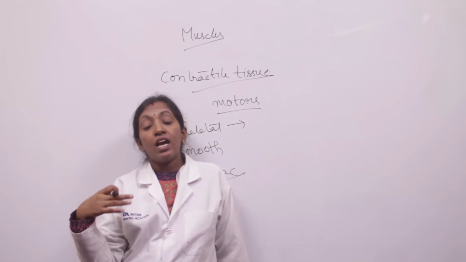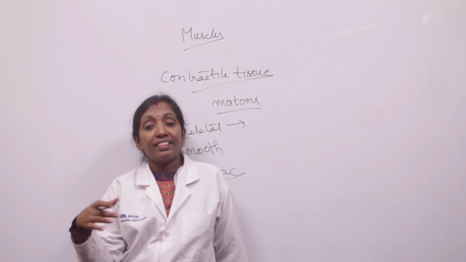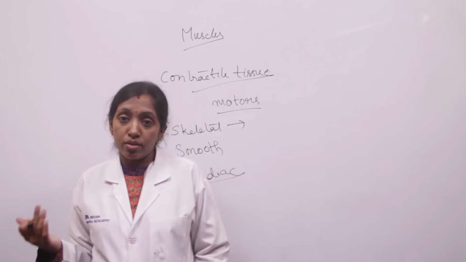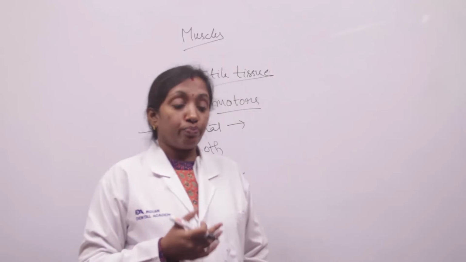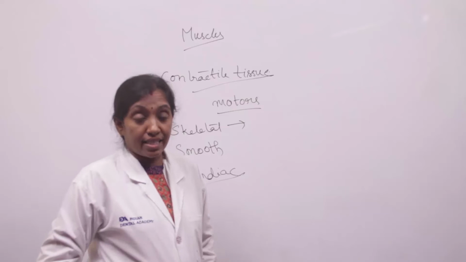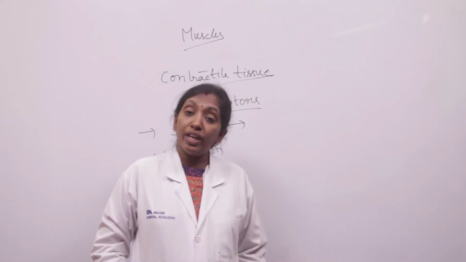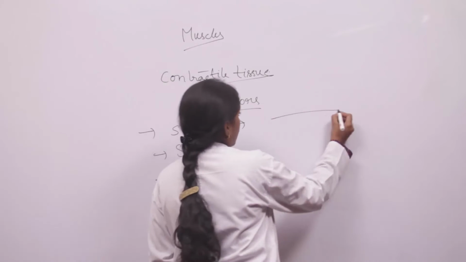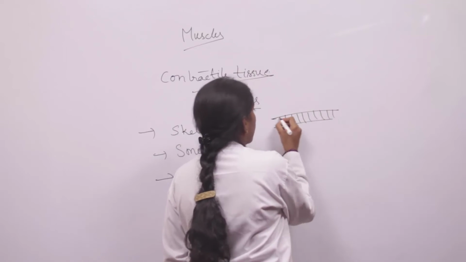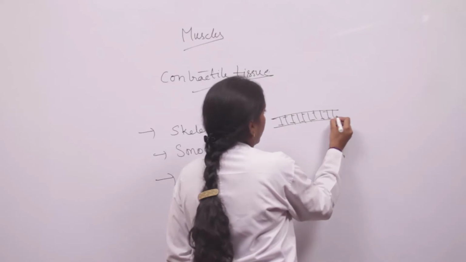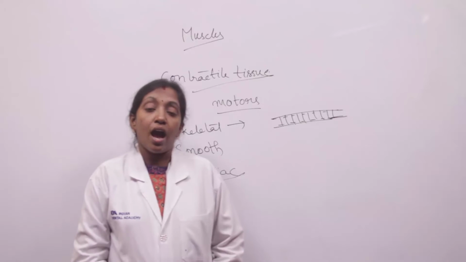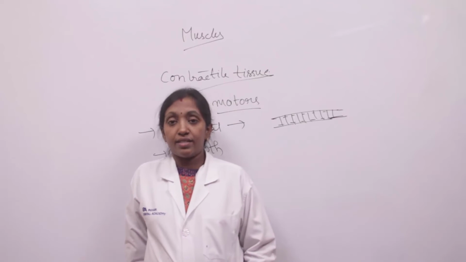to stimuli and cause rapid contractions, and they fatigue easily because they respond quickly to outside stimuli, so that they undergo rapid contraction and fatigue easily. In the skeletal muscle you will see many cross striations, and the multinucleated condition is seen in the skeletal muscle.